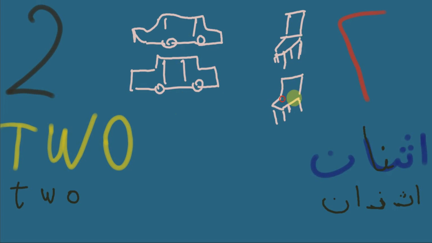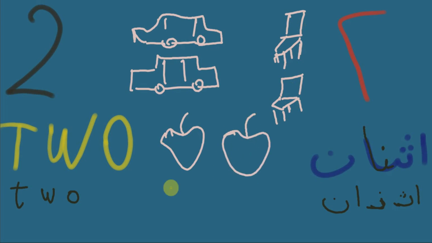So one car, 2 cars. 1 chair, 2 chairs. Or you can have apples. That's 1 apple. 2 apples. 1 apple, 2 apples.